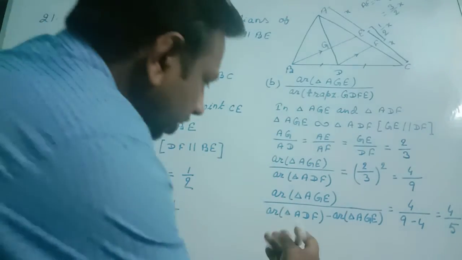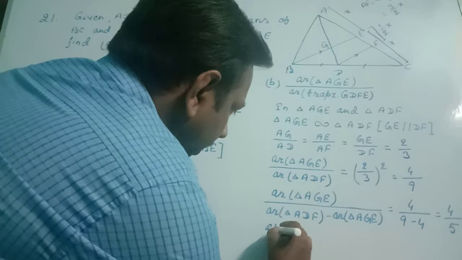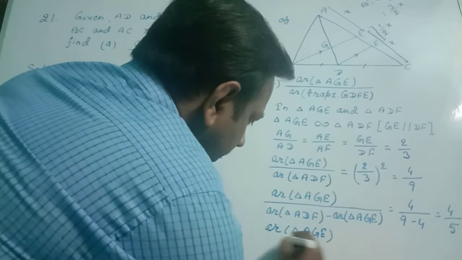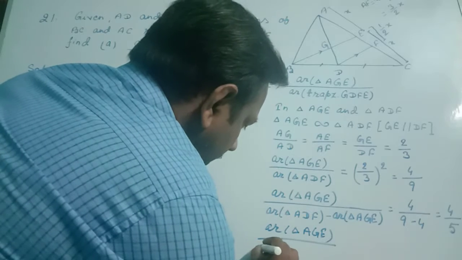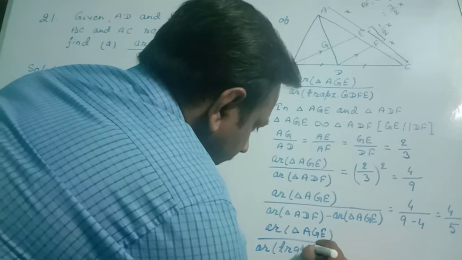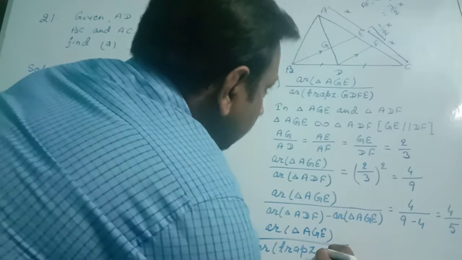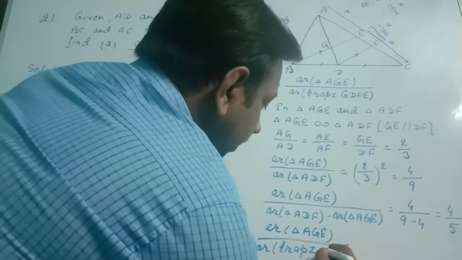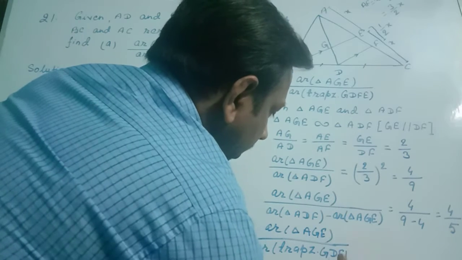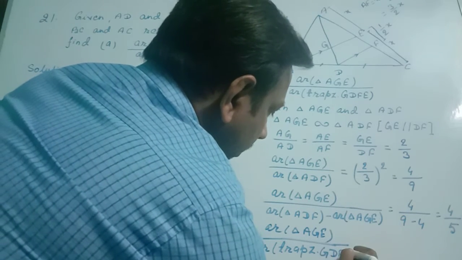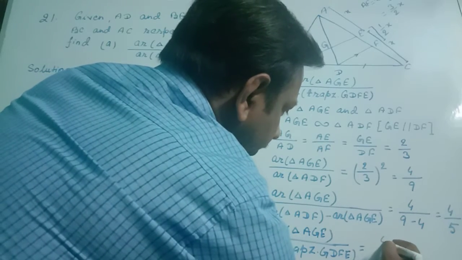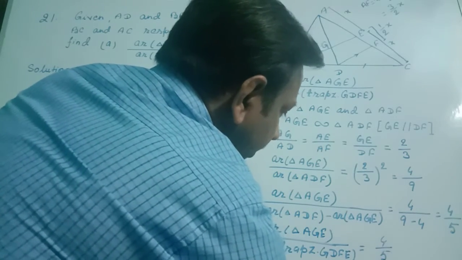So in this way we are getting area of triangle AGE by area of trapezium GDFE equal to 4 by 5. This became the answer.